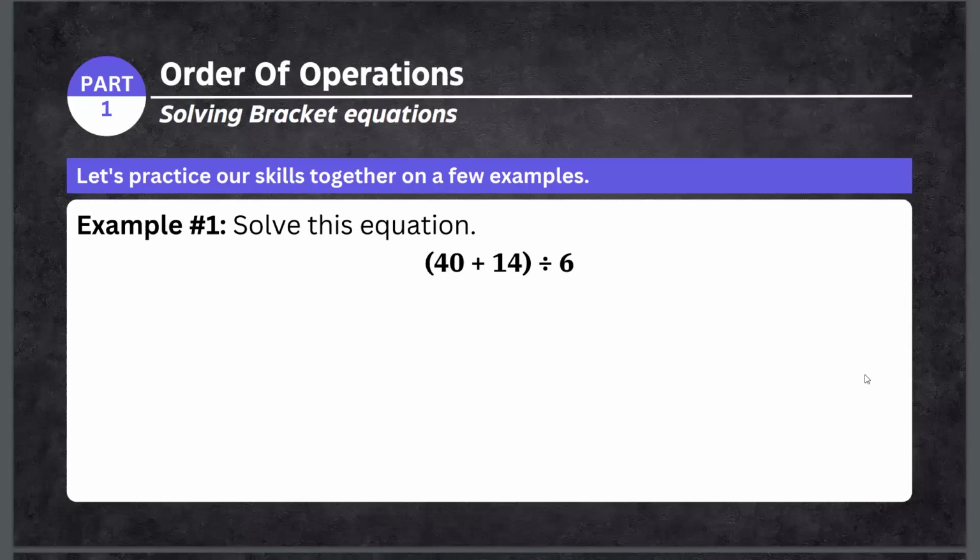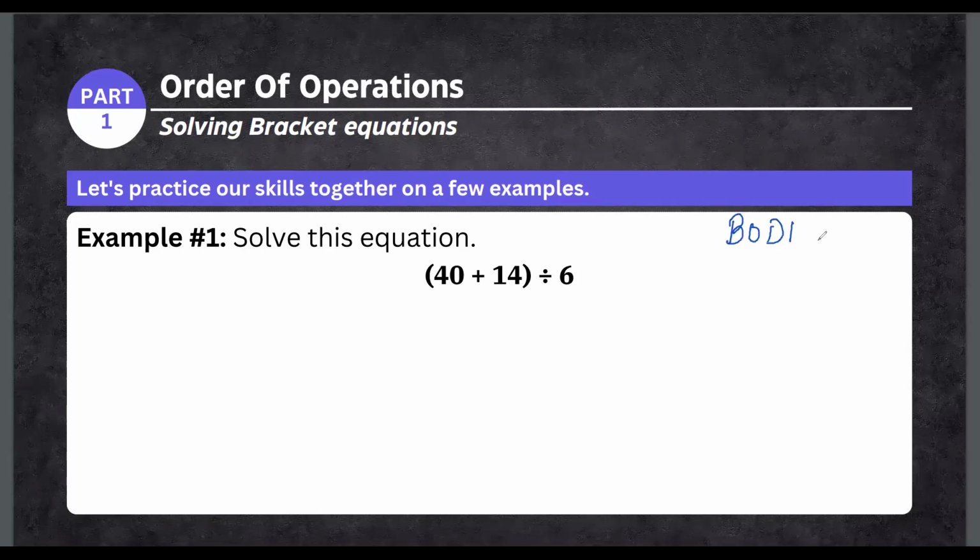So we have first question over here. 40 plus 14 divided by 6, which is in the bracket. So first of all, I want to tell you something. So we have BODMAS in India. BODMAS. B stands for bracket, O is for order, D is for division, M is for multiplication, A is for addition, and S is for subtraction.